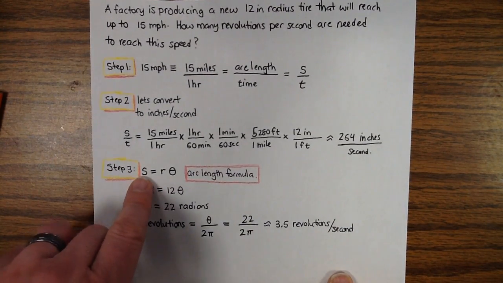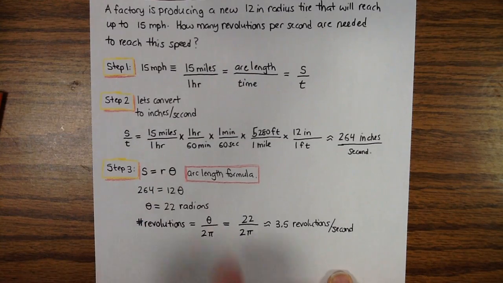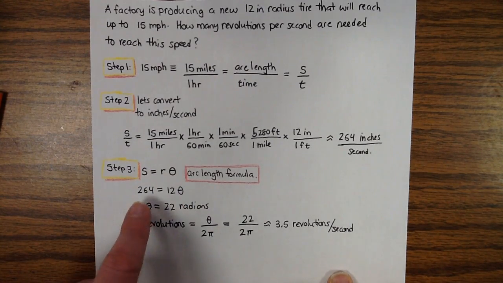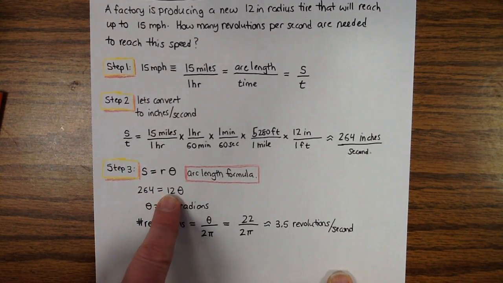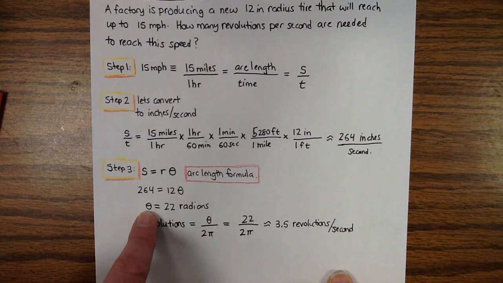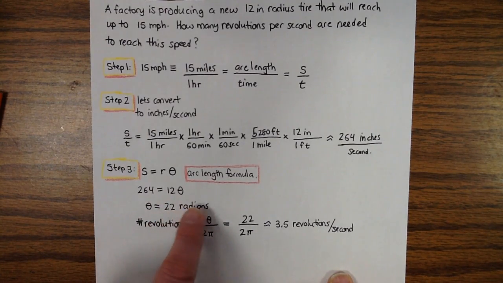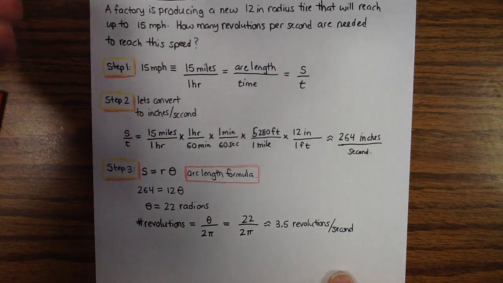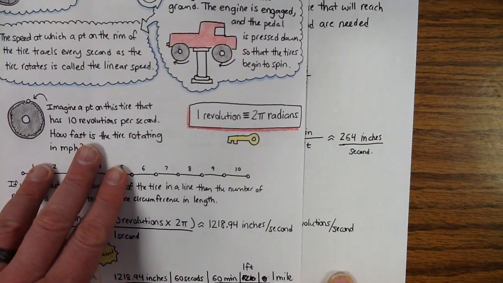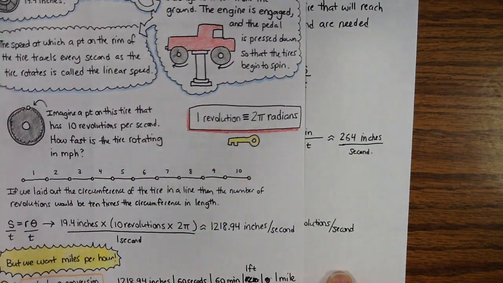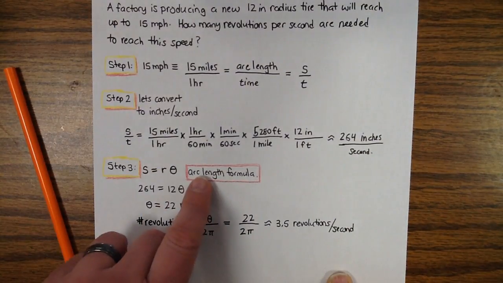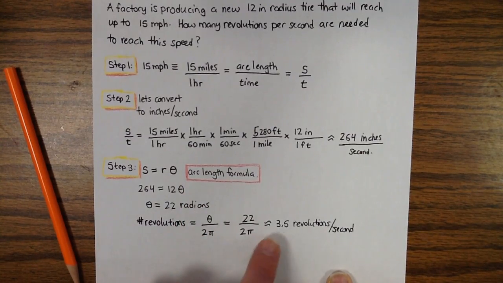Now, using the formula arc length is radius times central angle, we just substitute in what we know. We know that the arc length is 264 inches, and we know the radius is 12 inches, so we divide, and we get the central angle of 22 radians. To figure out how many revolutions that is, once you have the central angle, you divide by 2 pi, right? Because the conversion formula here says 1 revolution is 2 pi radians. So I divide by 2 pi, and that gives me 3.5 revolutions per second.